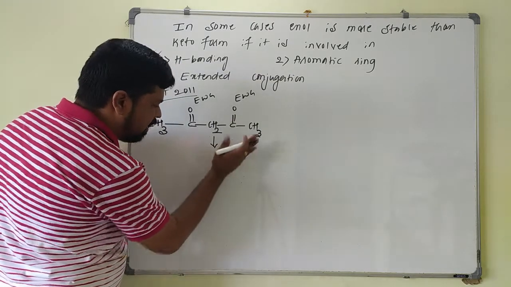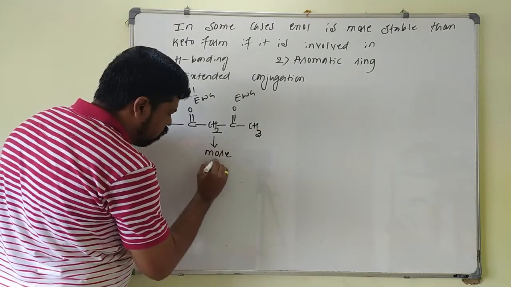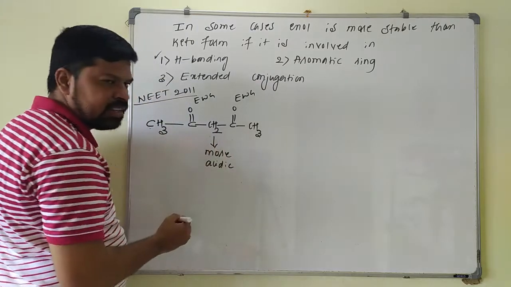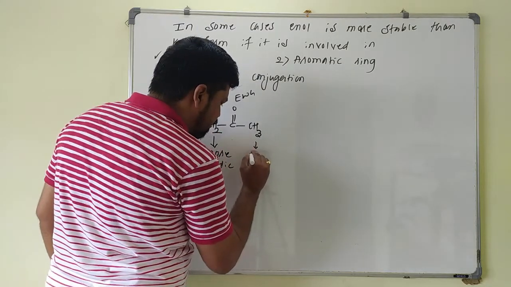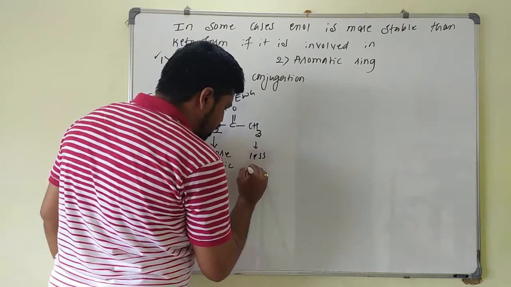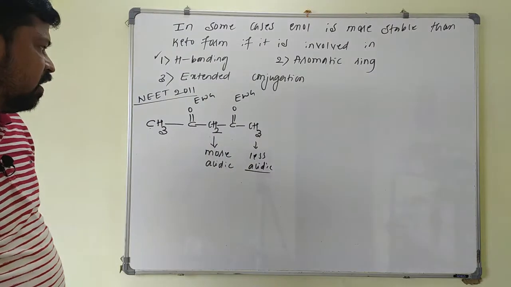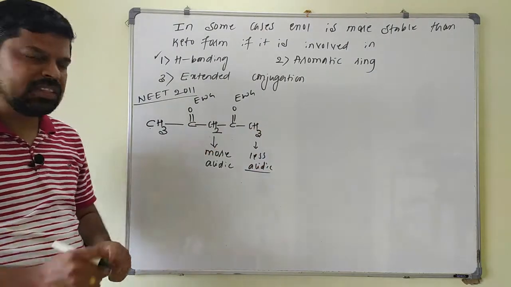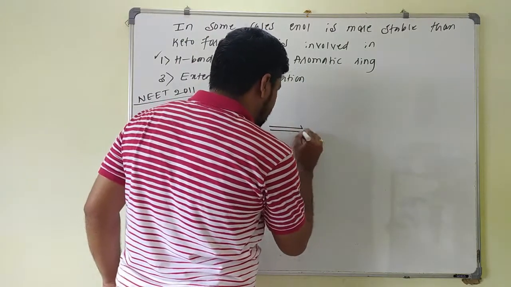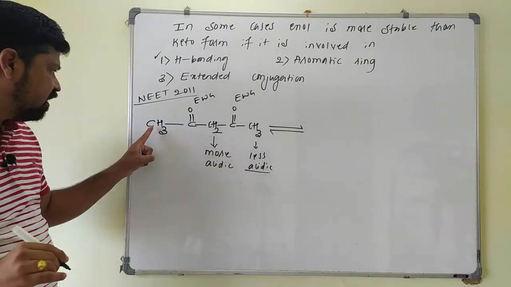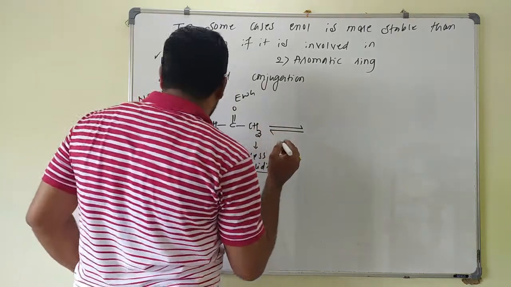So we'll write a big letter. So this will be more acidic alpha hydrogen, and this will be less acidic alpha hydrogen atom. Okay, now you can write two equivalent structures, that is tautomeric structures for this one. That is, I can shift this hydrogen atom to this one. So one tautomeric structure is possible like this.